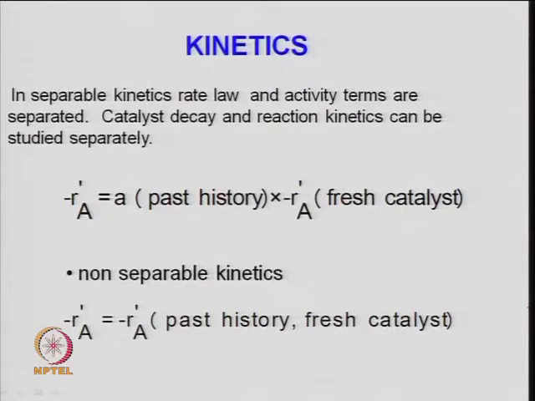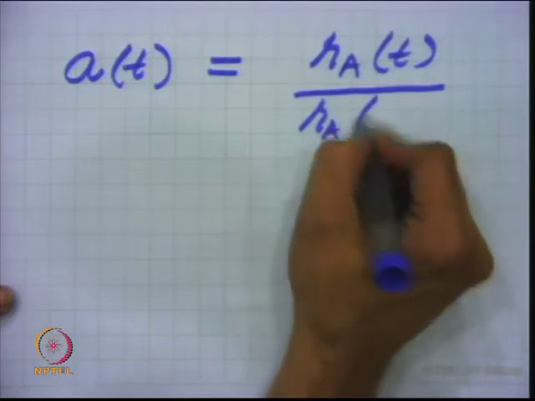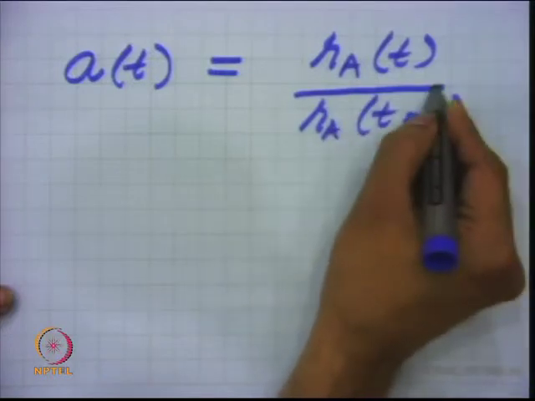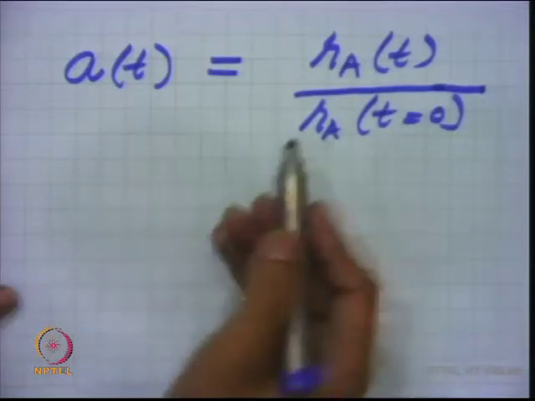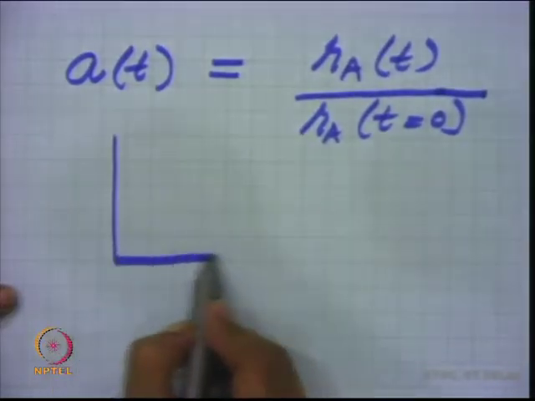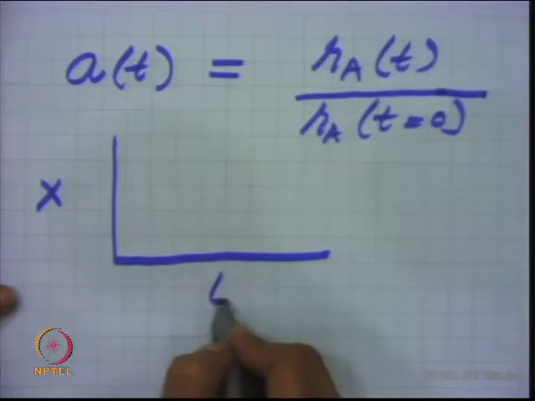Morning. In the last lecture, I was talking about catalyst deactivation, and I told that catalyst deactivation is the loss in the activity of a catalyst with time. So, we defined the activity of a catalyst as the rate at any time t divided by the initial rate, that is the rate at t equal to 0, and the rate can be calculated from conversion versus time data.